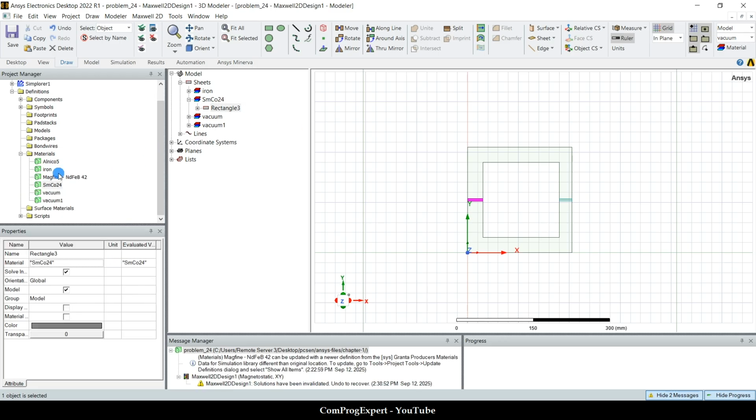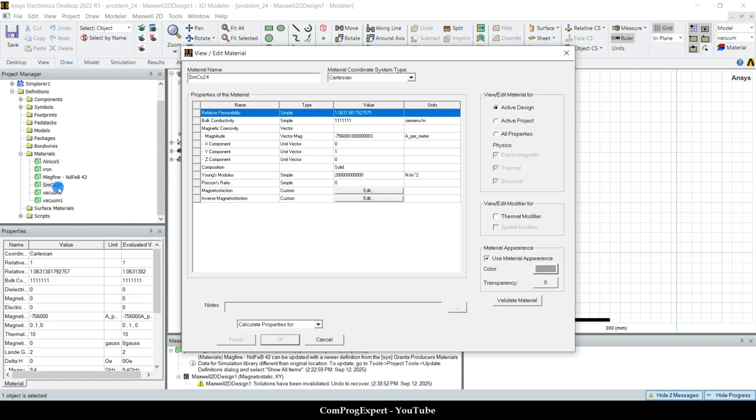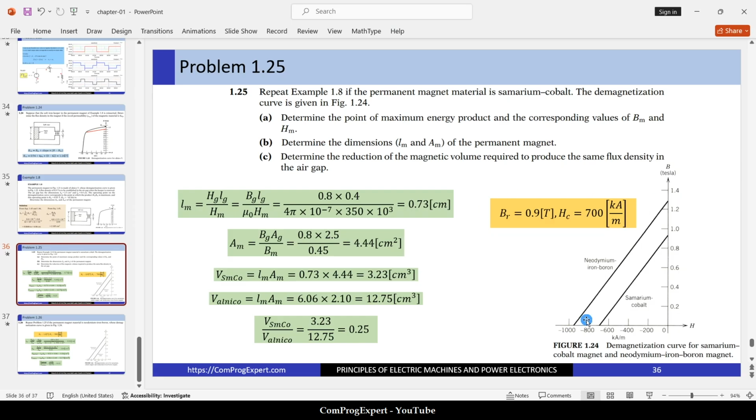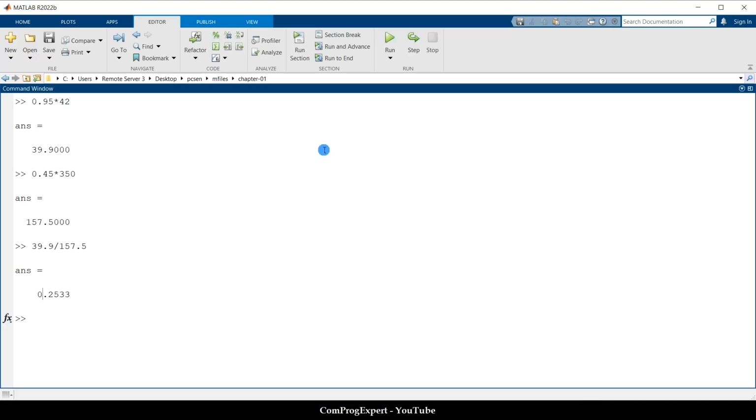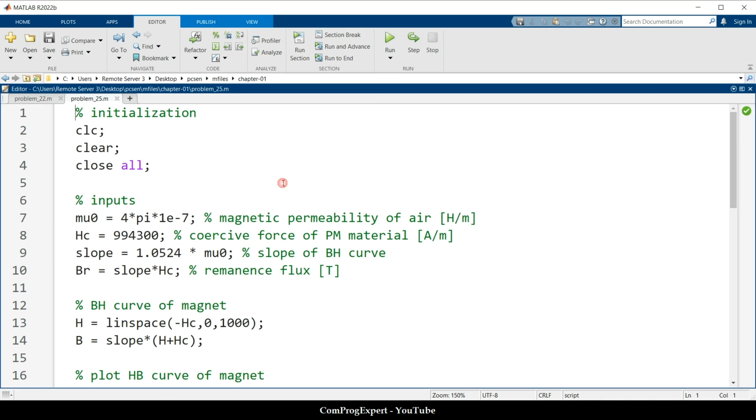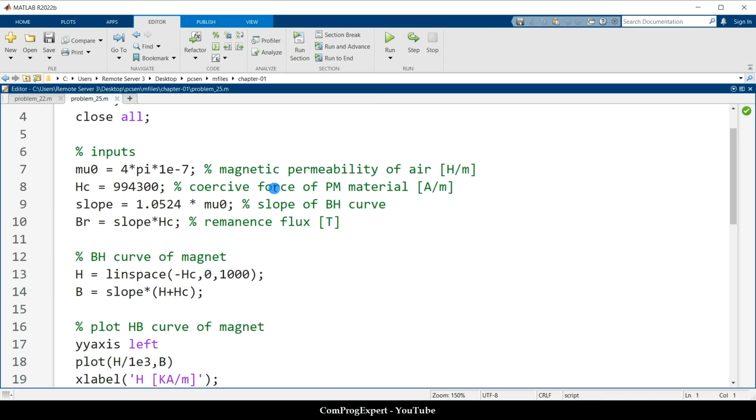And here is the SmCo, the direction of the magnetization. You can see here, this is the value of the HC, coercive force. So let me copy, and this is the relative permeability, right? The slope of this line. So in MATLAB here, let's set these parameters for the problem 25.